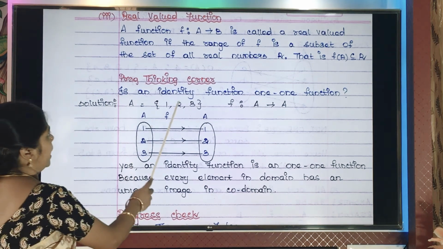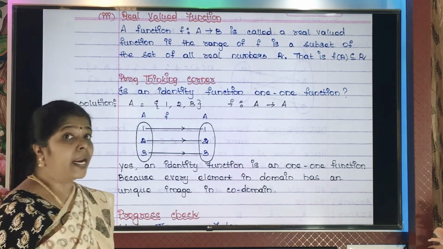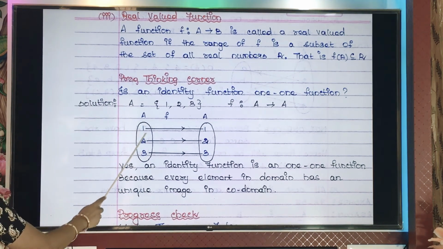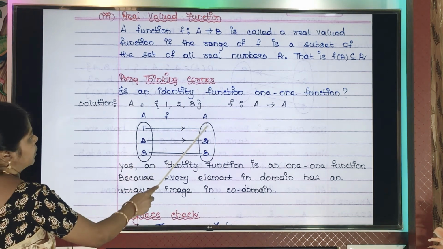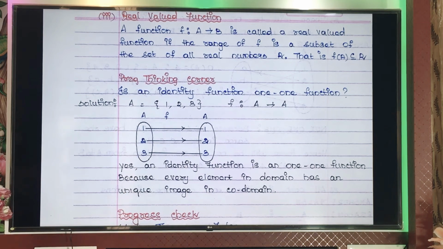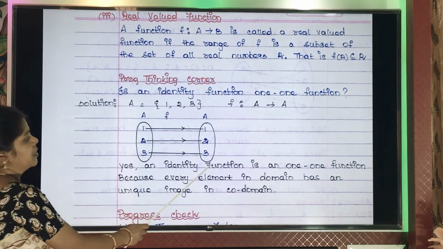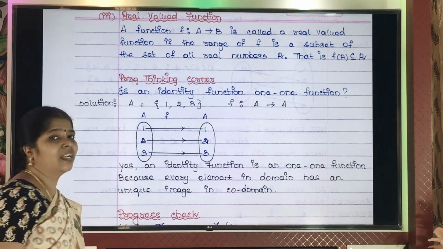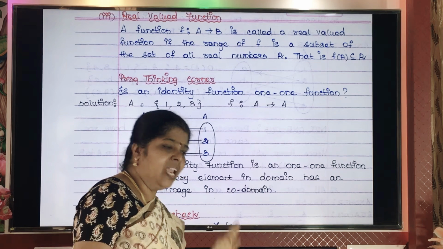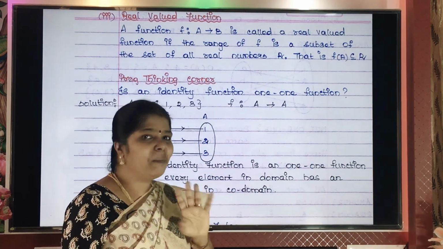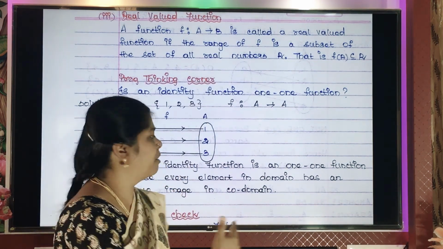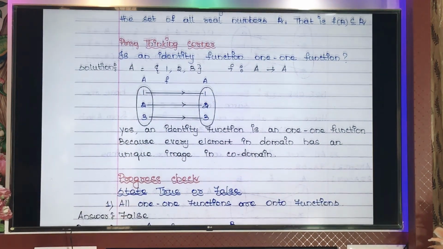Thinking corner: is an identity function one to one? Now take a function on the set 1, 2, 3. We must take the same set: 1 to 1, 2 to 2, 3 to 3. Yes, an identity function is a one to one function. Why? Because every element will have the same element as its image. There will not be any change. So every element will have a different image. Therefore, this is a one to one function.